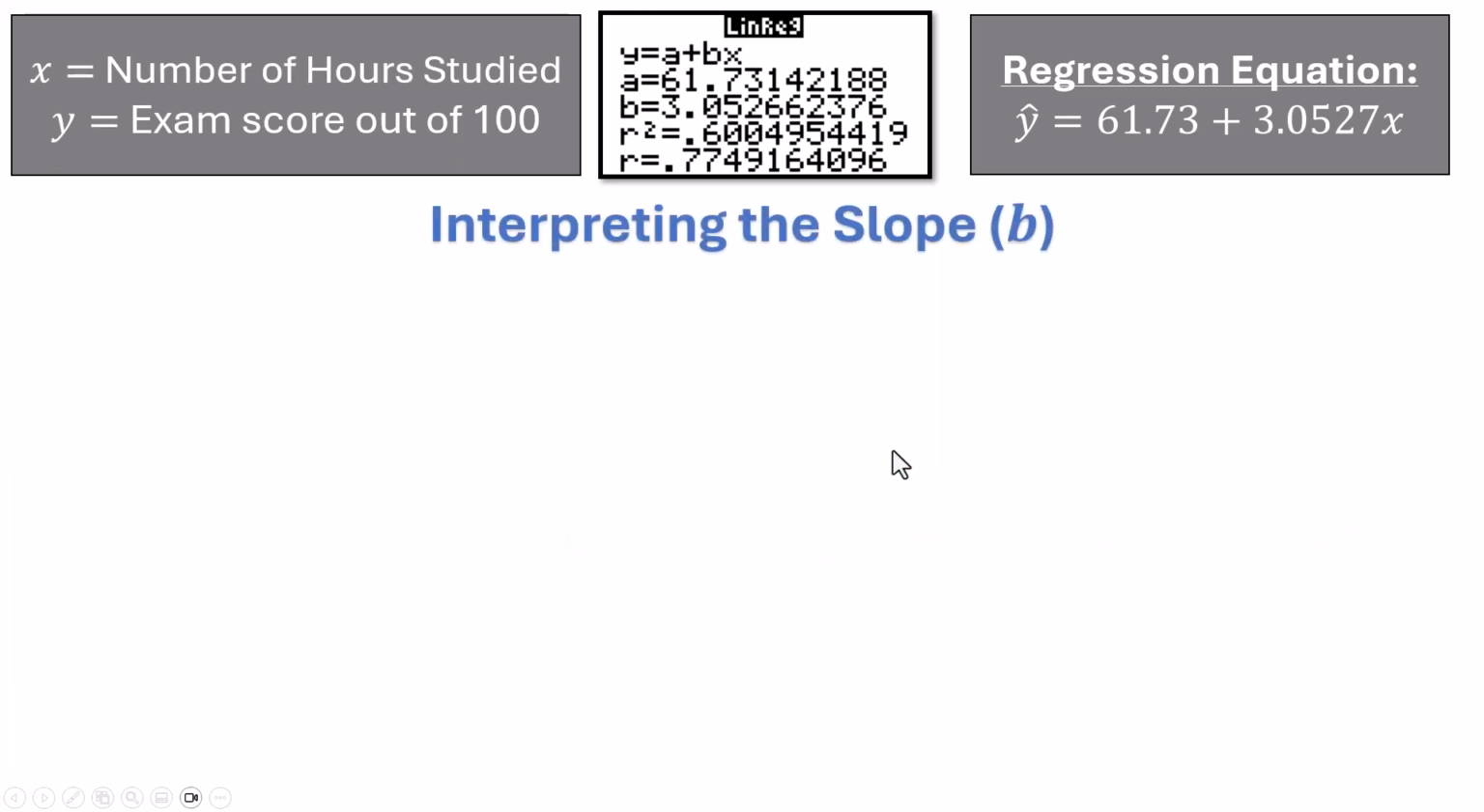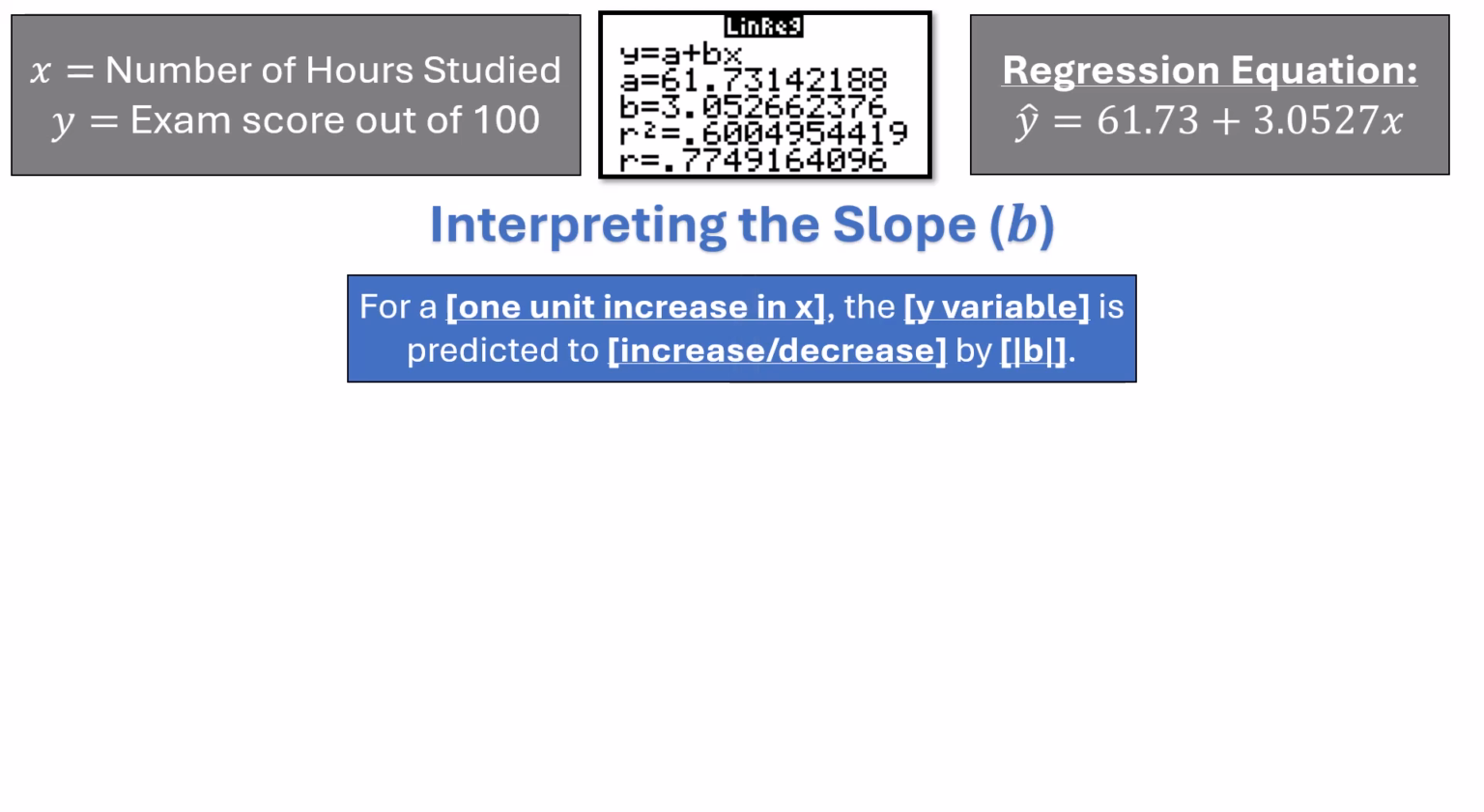Okay, one other thing that we can interpret is the slope, which is the value of b. And here is the interpretation that we will use for the slope. It says that for a 1 unit increase in our x variable, the y variable is predicted to either increase or decrease by the positive version of the slope. This is the absolute value of the slope, right?